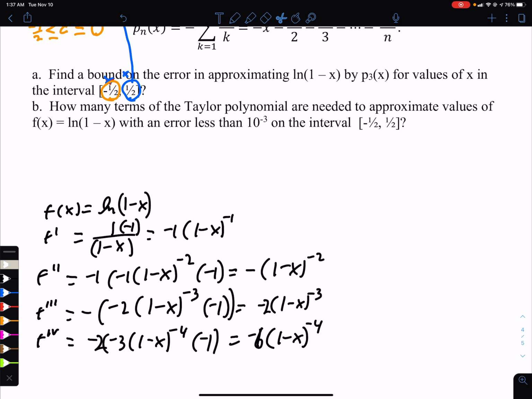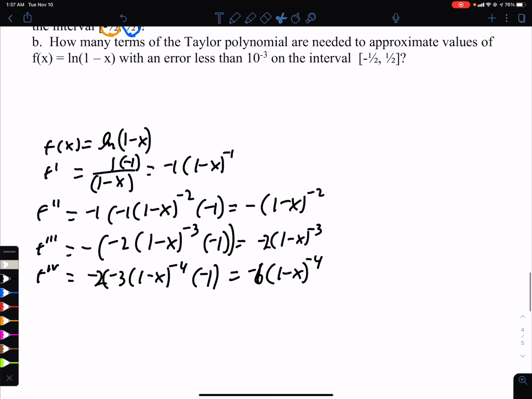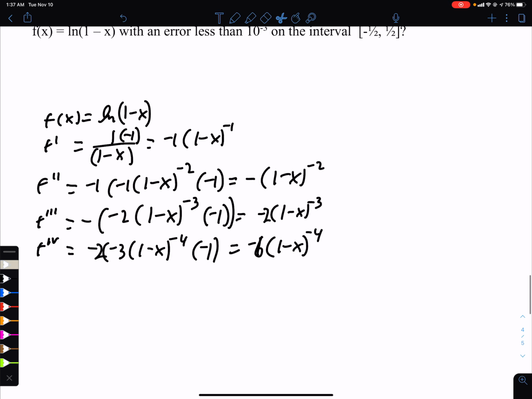So, wow, this is going to be a little bit different. Oh, maybe I shouldn't have erased that. Let me think about this. Let me process through this. I think we're okay. Here's where we're going to get weird. Look at these derivatives, and we're going to have to play with this. This is going to be negative 1 over 1 minus x. Negative 1 over 1 minus x squared.